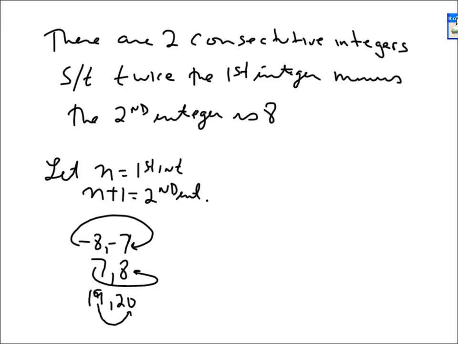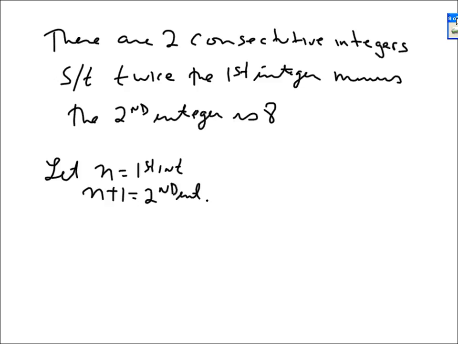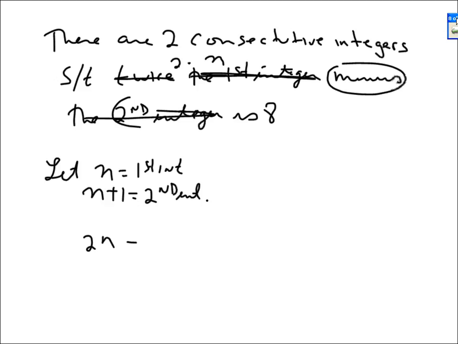So now that I have this, I can go back to my equation, fit into my words, and update it. It says twice the first integer. Well, the first integer is n. I'm thinking ahead. Twice means 2 times n, 2n. So 2n minus the second integer. The second integer is n plus 1.